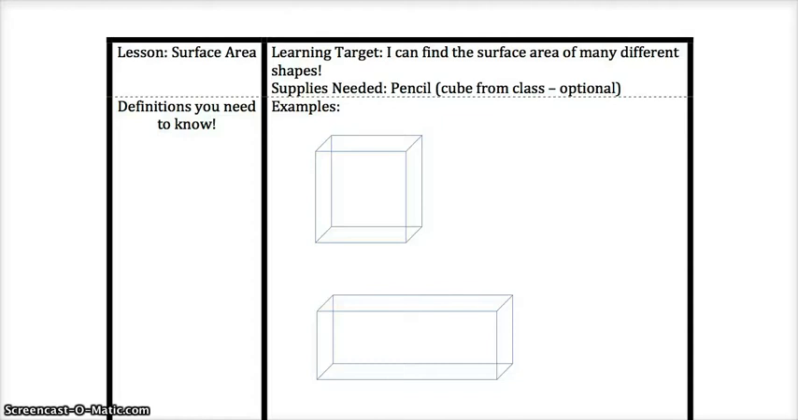Hi students, today we are looking at the lesson for surface area, and your learning target is I can find the surface area of many different shapes. And just for today you'll just need a pencil, and if you still have your cube from class on Friday, that would be helpful to have, but it's not necessary.